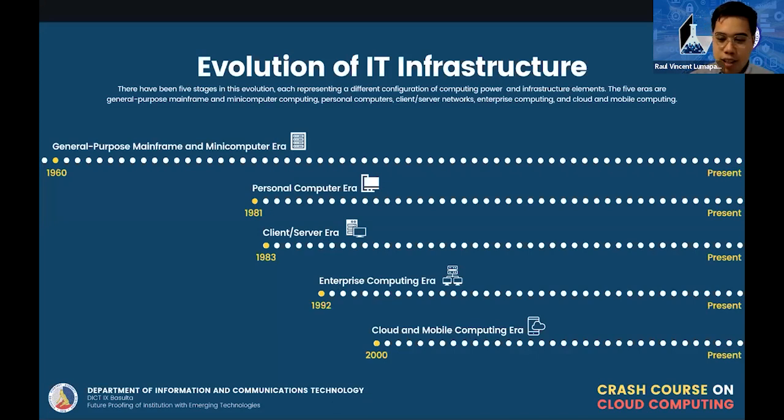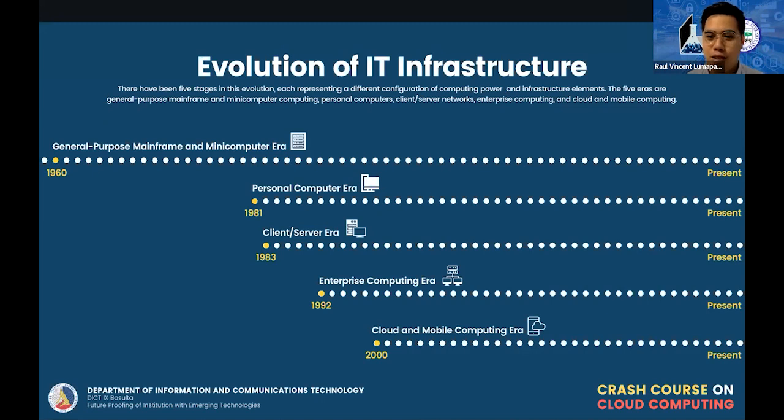So let's just look at the evolution of IT infrastructure before going to lunch. At first, we had general purpose mainframe and mini computers, and that's how primitive those technologies are. Very bulky mainframe computers, but the processing power is so slow as compared to now. But when you look at it, the time frame of IT infrastructure is just over a span of only 60 years. And 60 years is not that far pa.